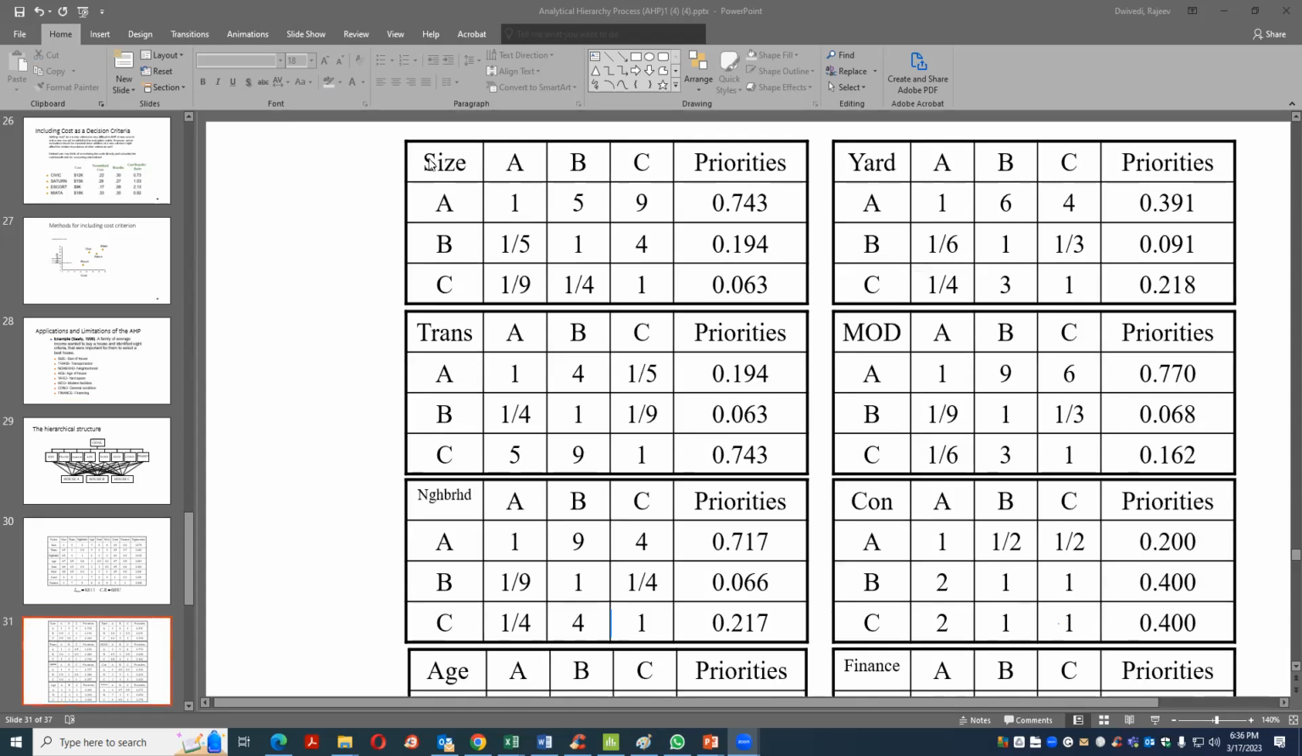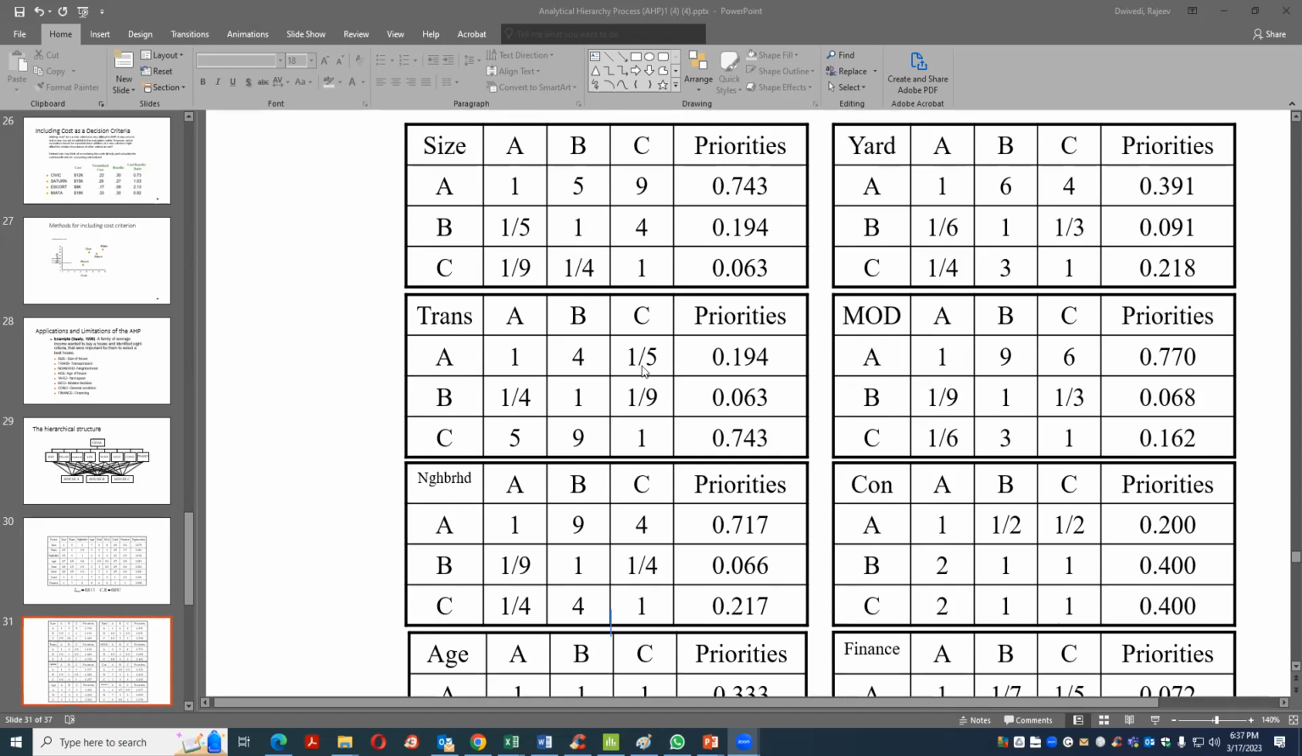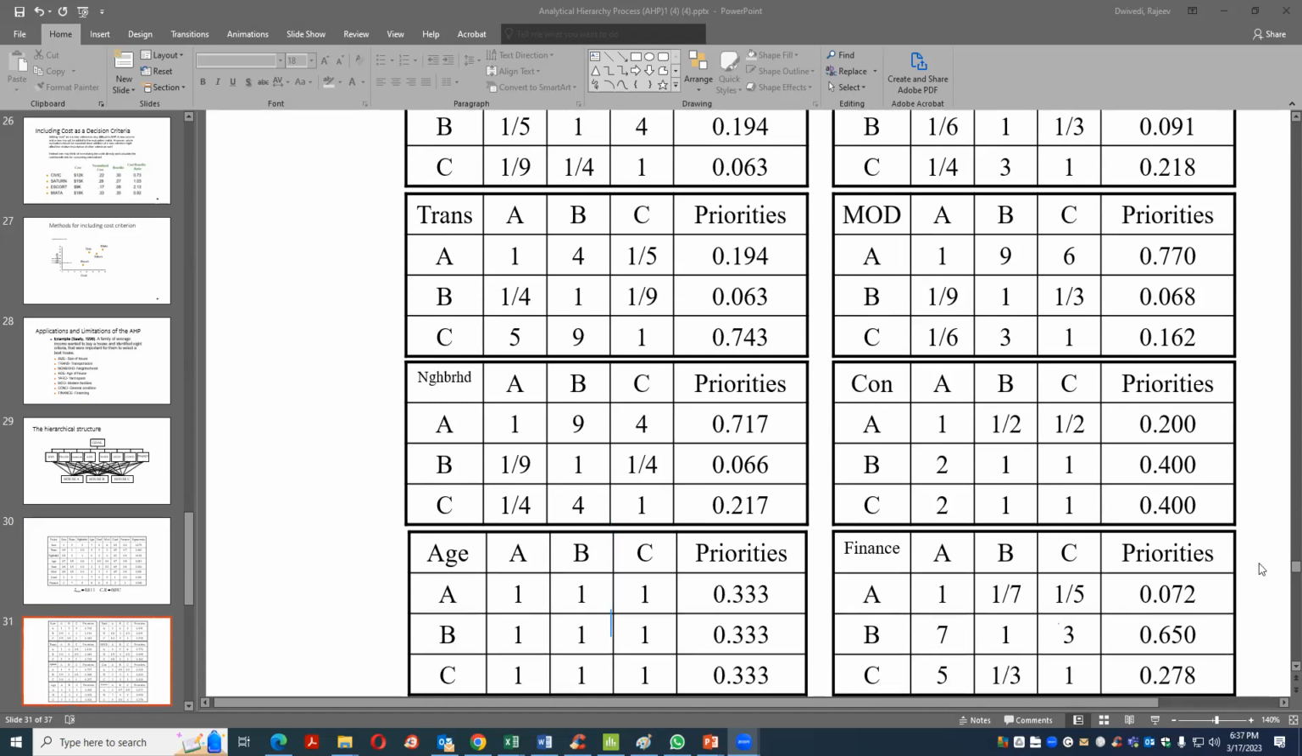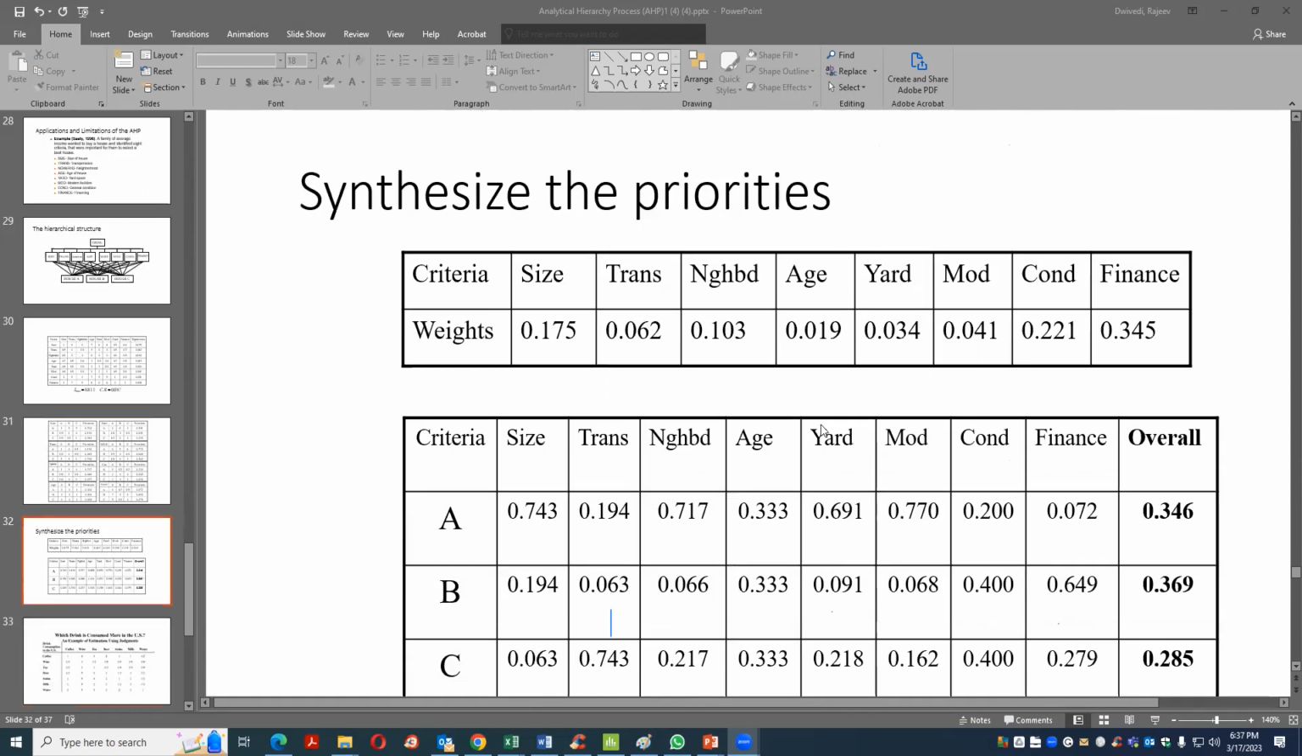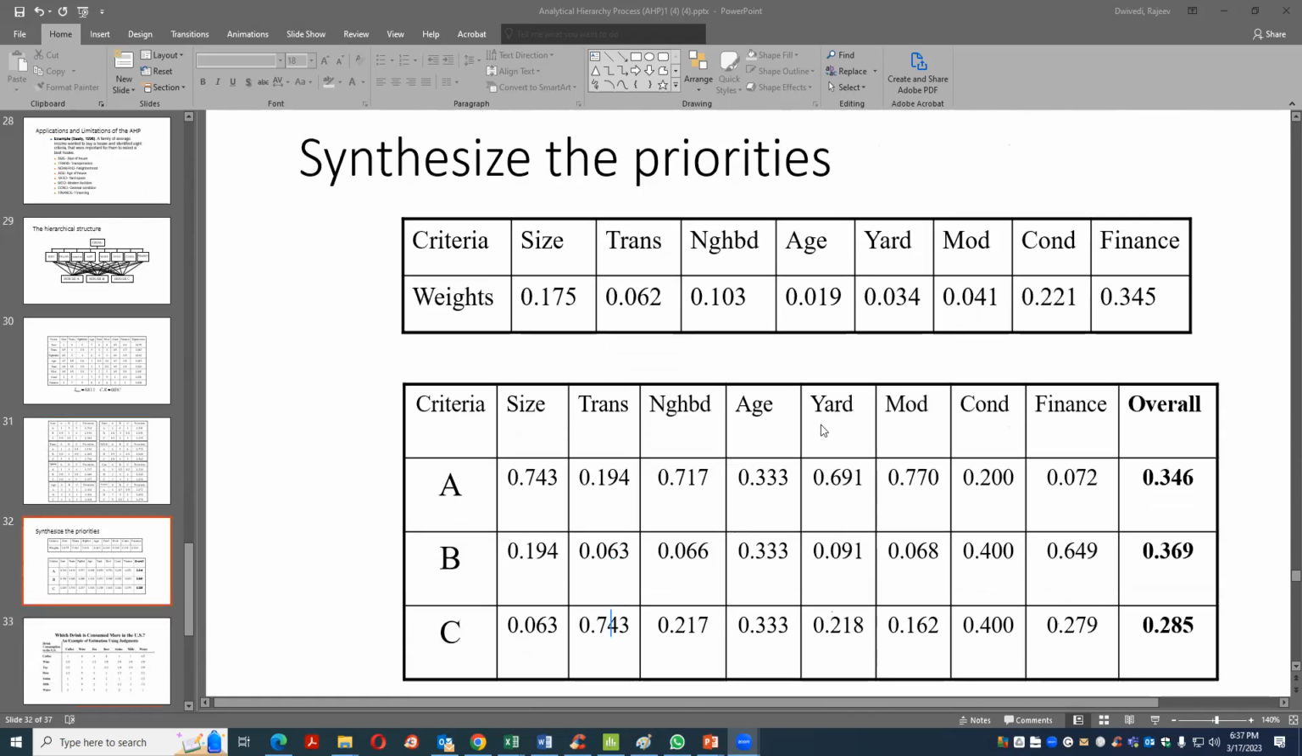And then you go for size and you compare all 3 houses together. You go for yard, you compare all 3. You go for all criteria and all 3 options. You do all different 8 metrics. Now finally you can see, home A is having 34%, home B is having 36%, and C is having 28%.